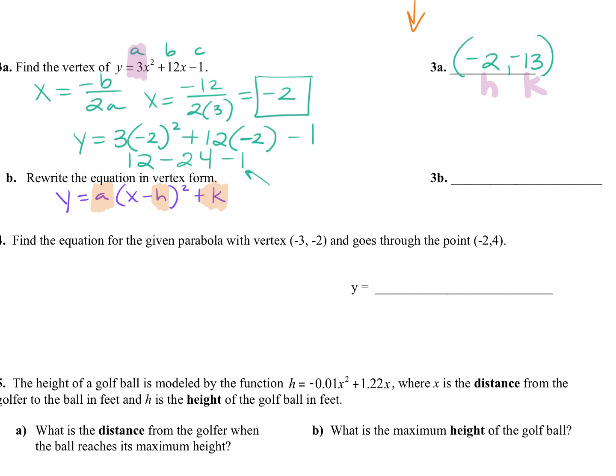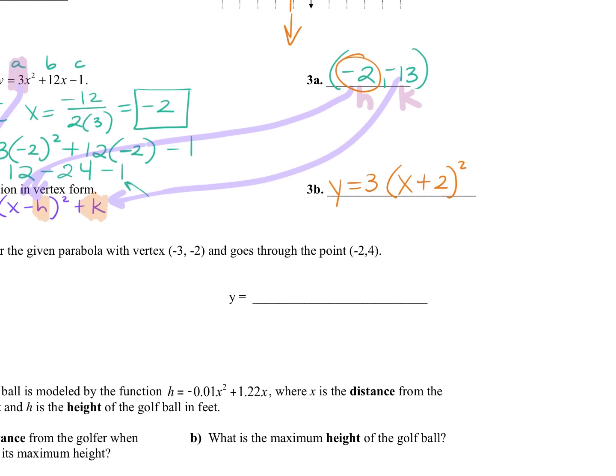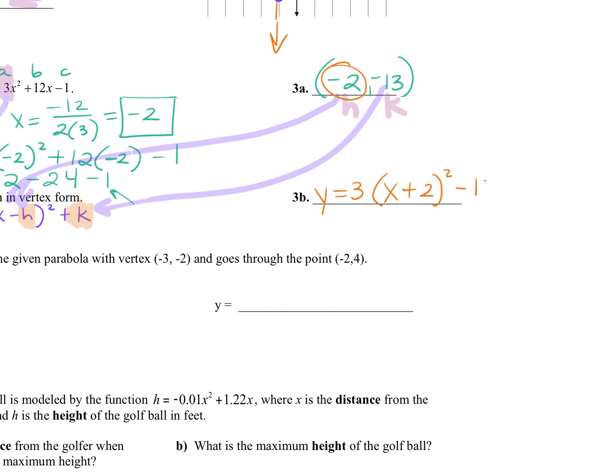So what you're going to do is you're going to drop in a 3 here, the negative 2, and the negative 13. So it's going to be y equals 3 for your a value, and then x minus a negative 2, so (x plus 2) squared, and then plus a negative 13 would just be minus 13. And then we're in vertex form.